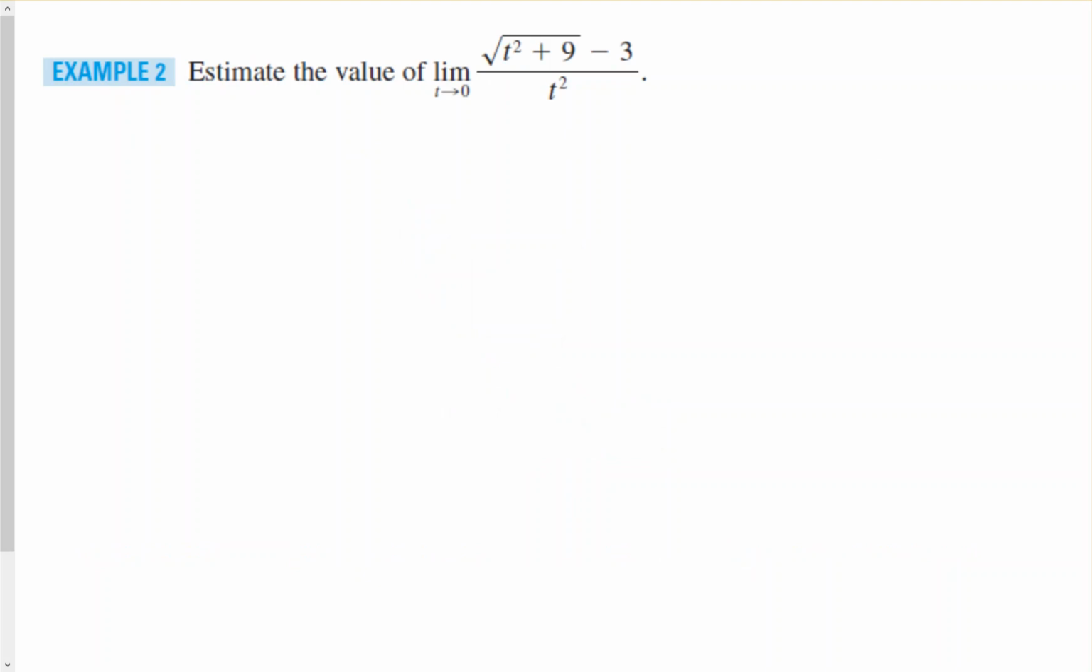Let's take a look at another example. Estimate the value of the limit as t approaches 0 of the square root of t squared plus 9 minus 3, all over t squared. You could try to graph that. You could also come up with a table. Let's take a look at the table.